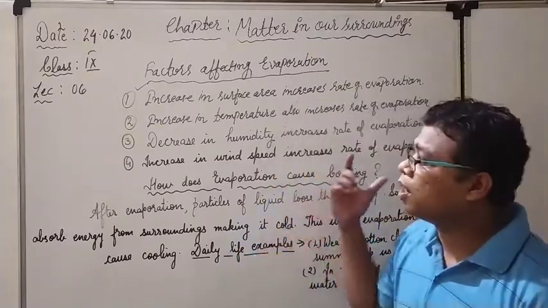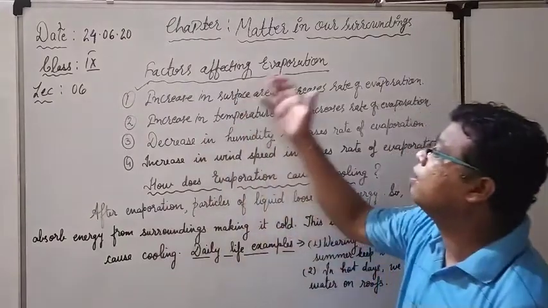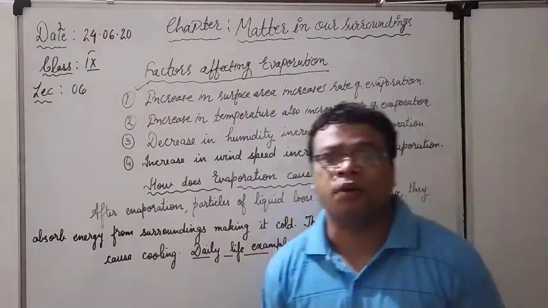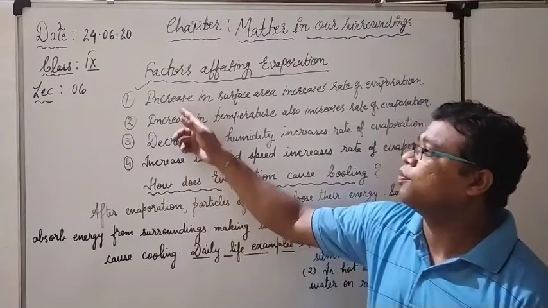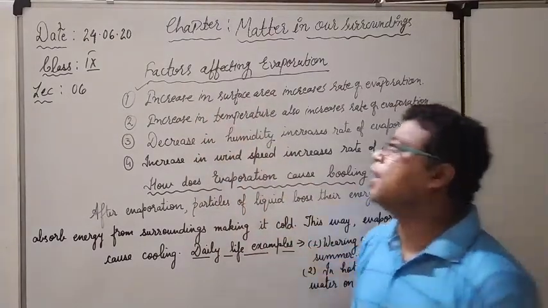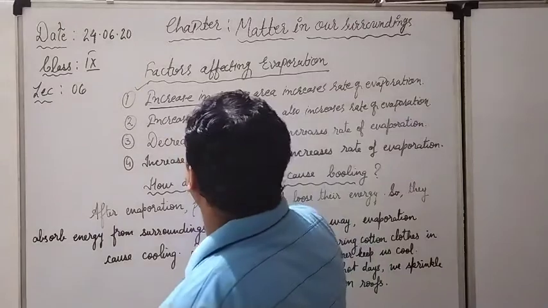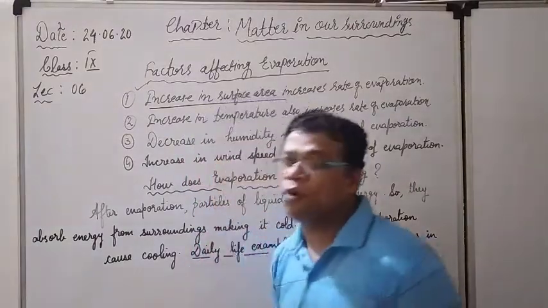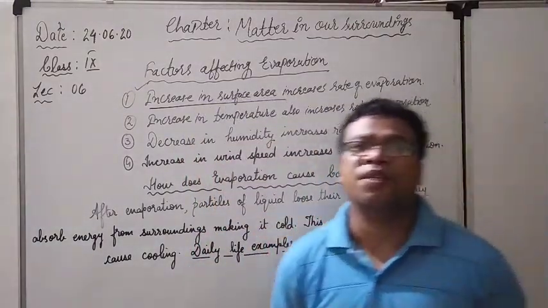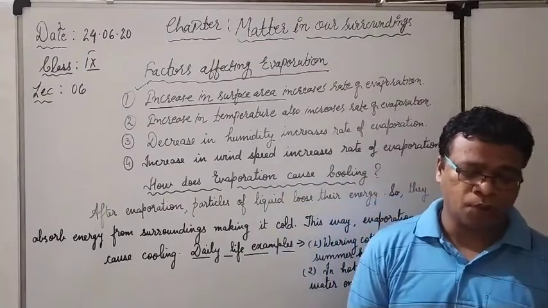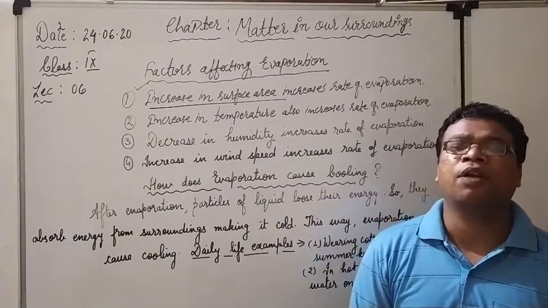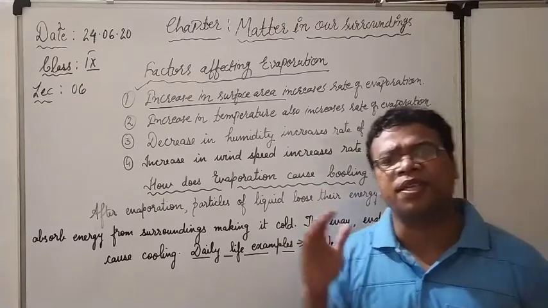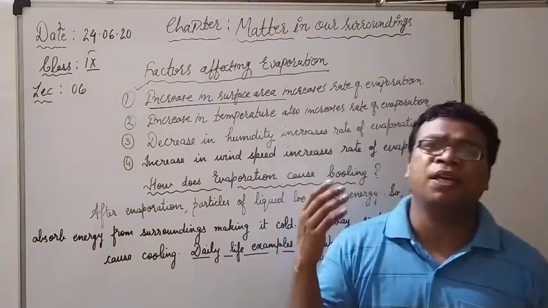Now we have to see what the factors are which affect evaporation. Evaporation is a surface phenomenon, and that's why the first factor is increase in the surface area. Increase in the surface area increases the rate of evaporation. It means if the surface area is more, the rate of evaporation will be more, and if the surface area is less, evaporation will be less.